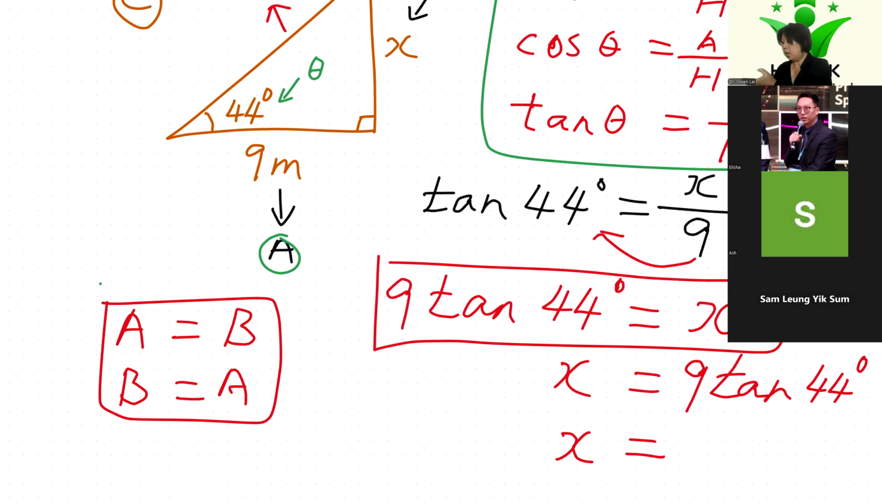So again, on the calculator, okay? So 9 times tangent 44. That means 9 times tangent, okay? 44, and close your bracket. So 9 times tangent 44, and then hit on equal. So we will have 8.6. Let's round it to 1 dp. 1 dp, that means round it to one decimal place. So 8.7, I will take 8.7.